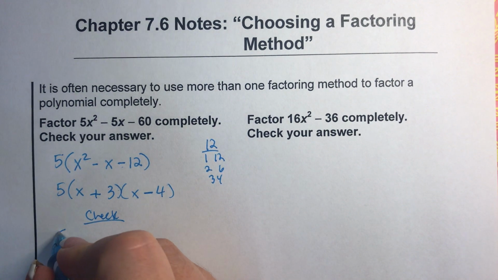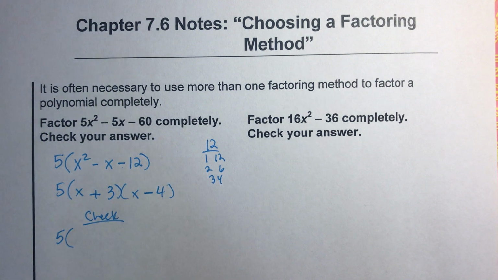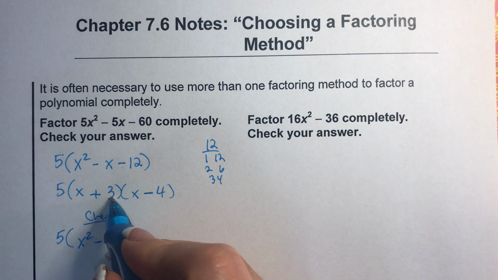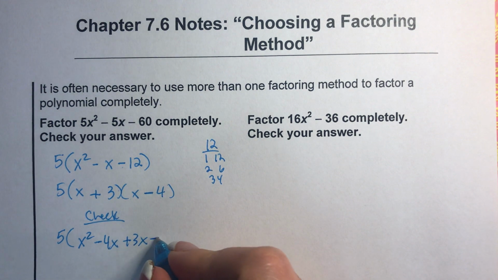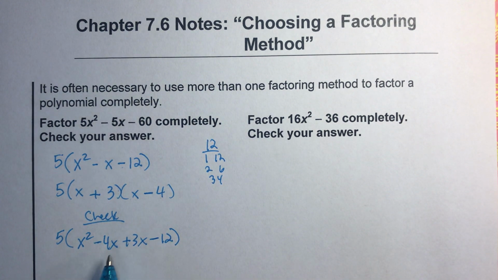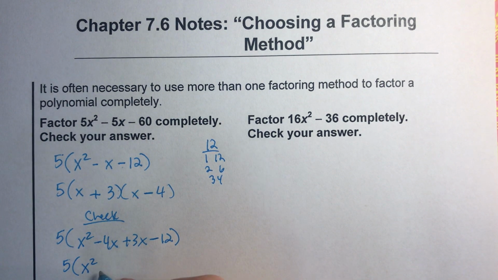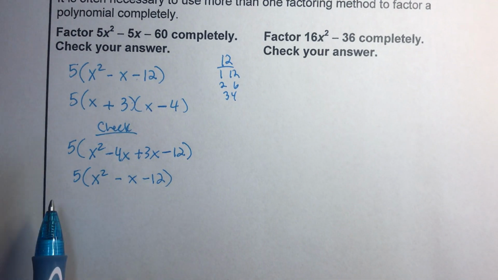So we keep this on the outside for right now. X times x is x squared. The outside x times negative 4 is negative 4x. The inside 3 times x is 3x, and then 3 times negative 4 is negative 12. Then we simplify this, and we get x squared minus x minus 12. And lastly, we just need to multiply all of this by 5.